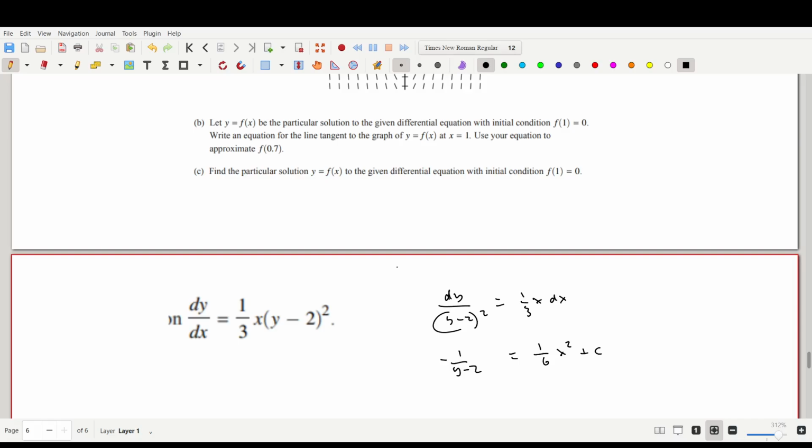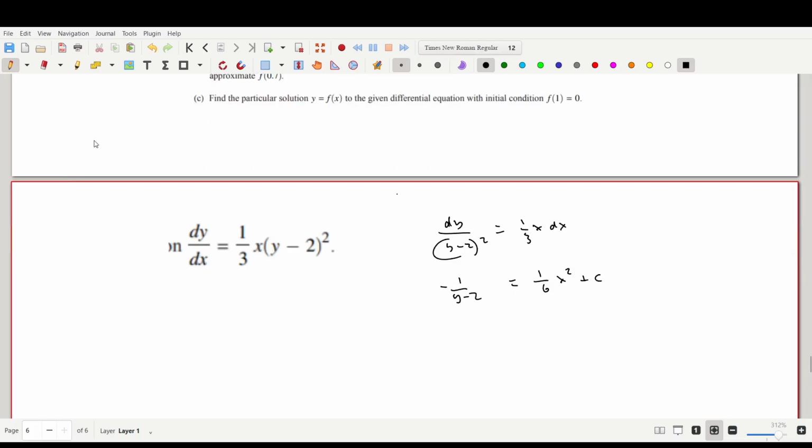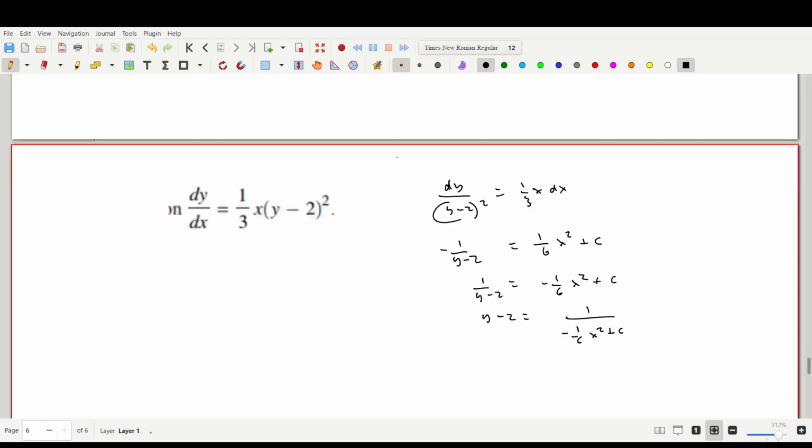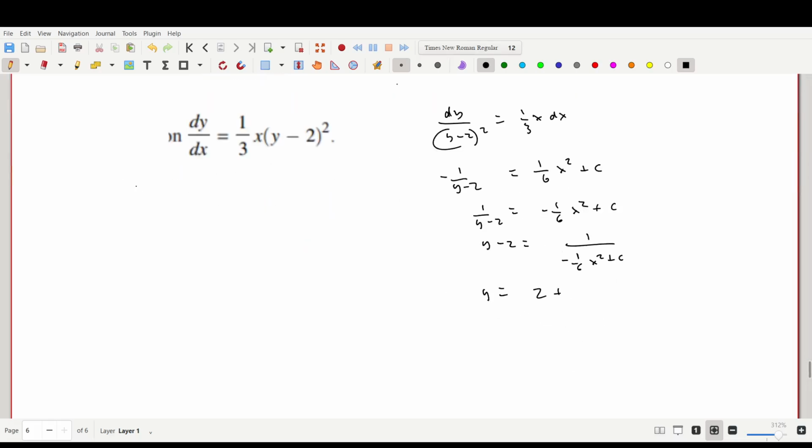If I differentiate that, what do I get? The negative 1 comes down. Yeah, that seems right. All right, and we solve for y. 1 over y minus 2 is negative 1/6 x squared plus c. You don't need to worry about plus c because negative c is just a different constant. Flip everything. Y minus 2 is 1 over negative 1/6 x squared plus c. Then add 2 to both sides, so y is 2 plus 1 over negative 1/6 x squared plus c. Let's make things a little tidier. Multiply the top and bottom of the fraction by negative 6, so 2 minus 6 over x squared plus c. Again, negative 6 times c is just c, so this looks nice.